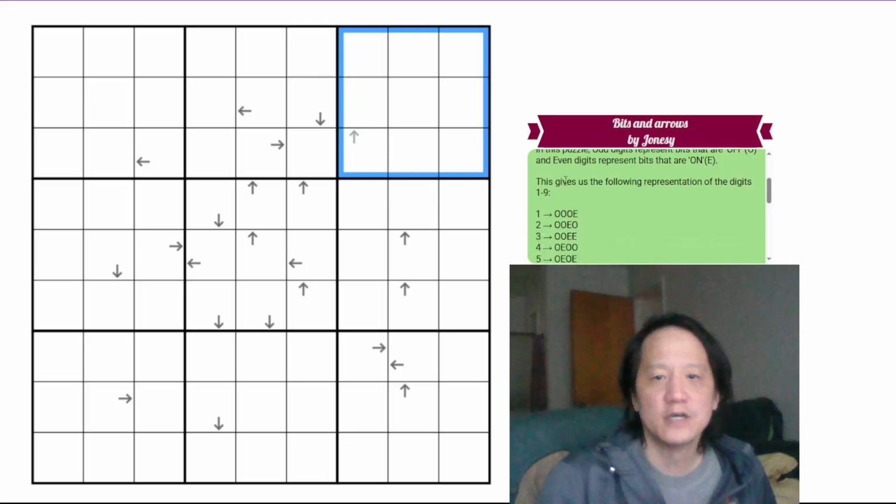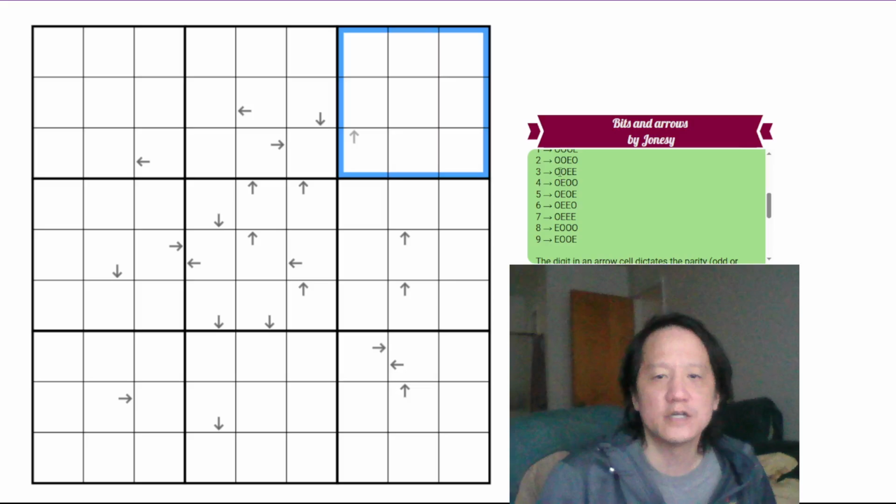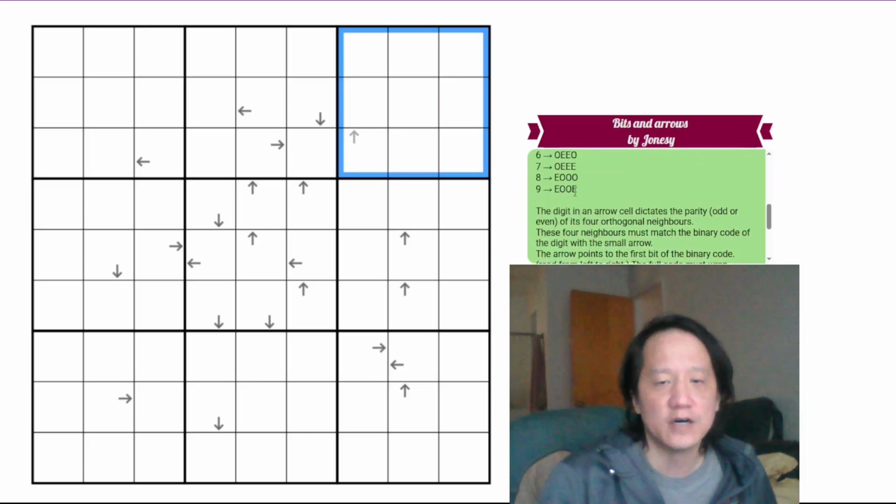1 is odd, odd, odd, even. 2 is odd, odd, even, odd. 3 is odd, odd, even, even. 4 is odd, even, odd, odd. 5 is odd, even, odd, even. 6 is odd, even, even, odd. 7 is odd, even, even, even. 8 is even, odd, odd, odd. And 9 is even, odd, odd, even.